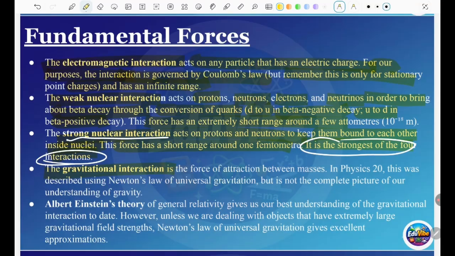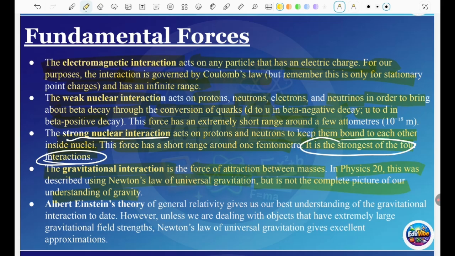The gravitational force is the force of attraction between masses. We know that, and this is the third one. In Physics 20, this is described by Newton's law of universal gravitation. We do gravitation more in Physics 20, but we don't discuss gravitation in this course or in any unit of it. It's not a complete picture of our understanding of gravity, but we discuss gravity more in higher studies.